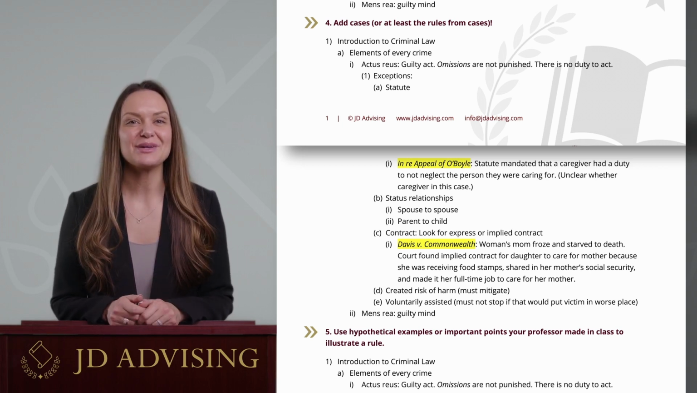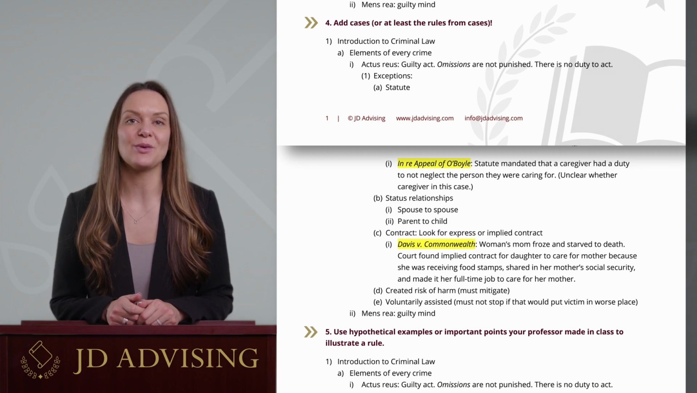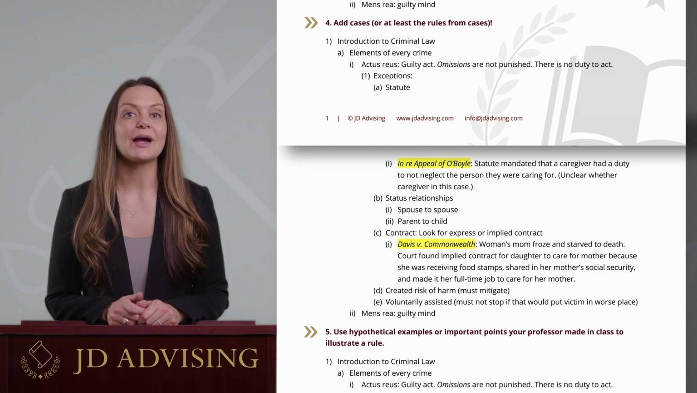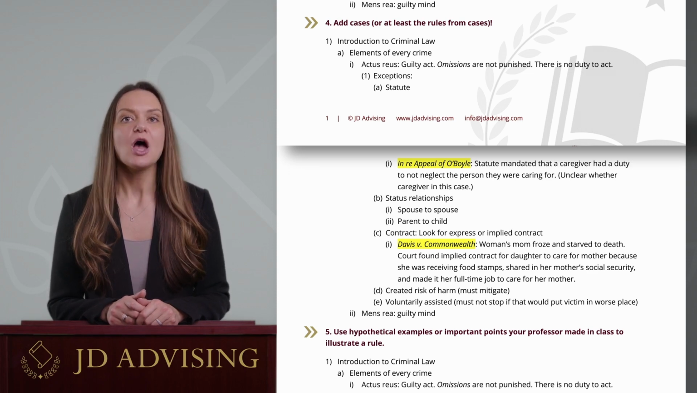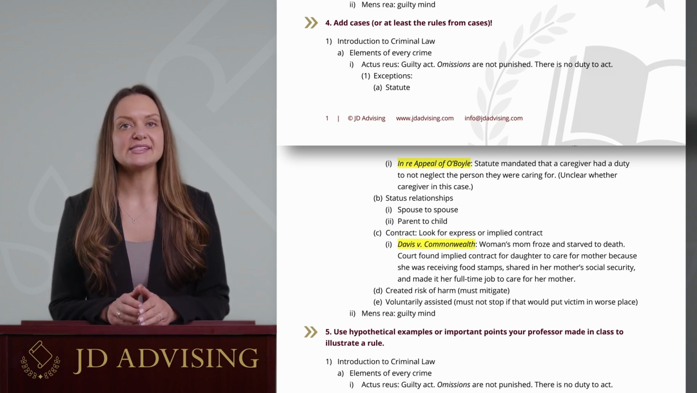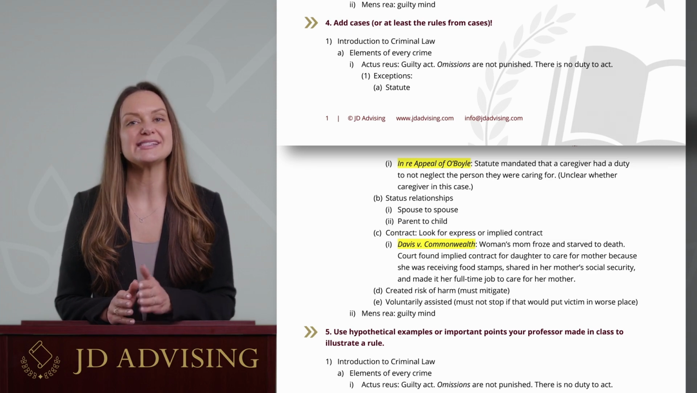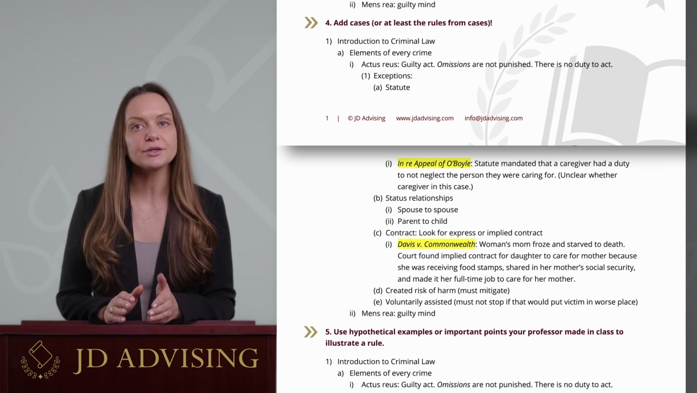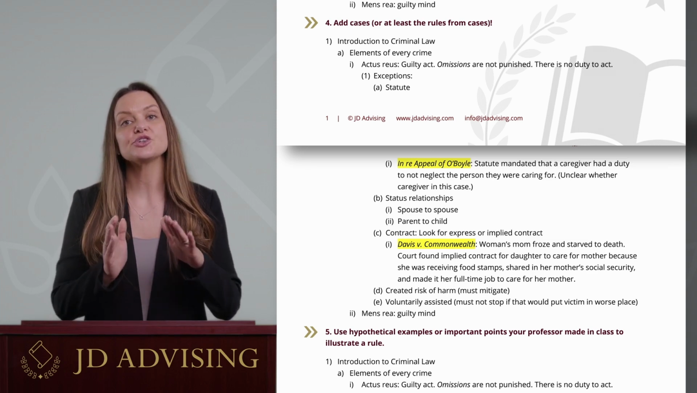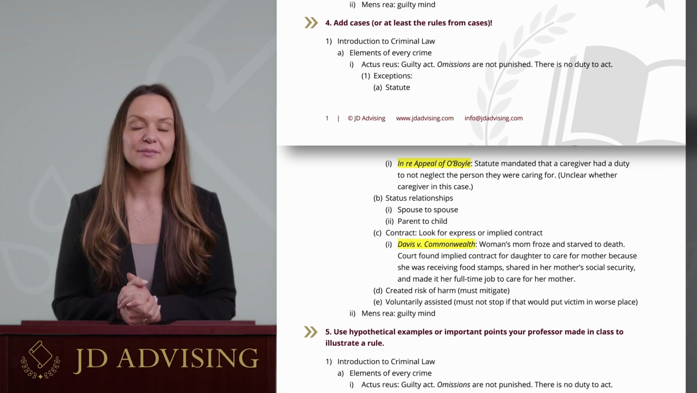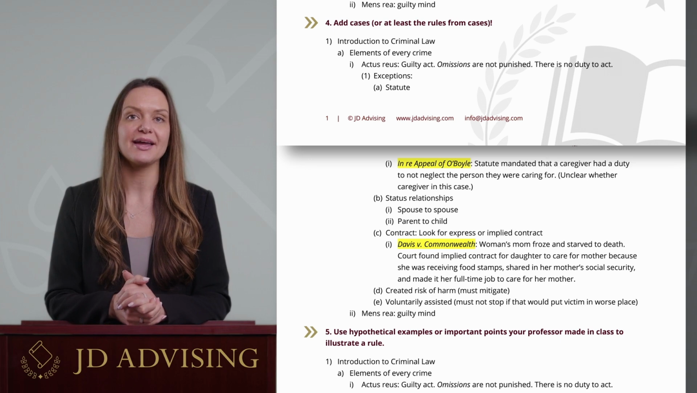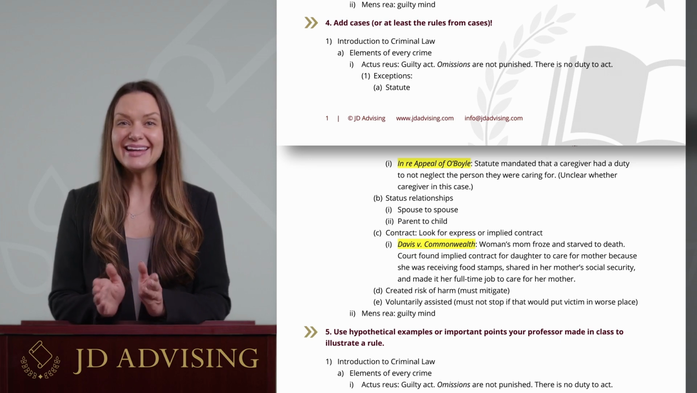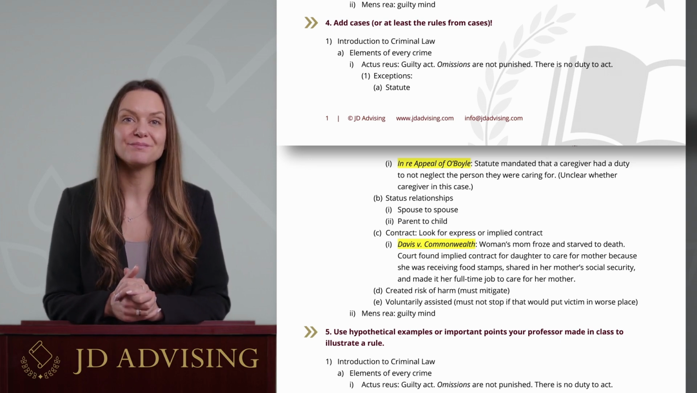The other case that we read is the Davis v. Commonwealth case. This case is relevant to the exception of contracts creating a duty to act. Just like we did with the previous case, we're going to summarize the case into a sentence or 2 about why it's important or what the rule is, and then insert that into the outline. Again, we're not going to insert a whole case brief into our outline. That is not the point, and the document would be too long.